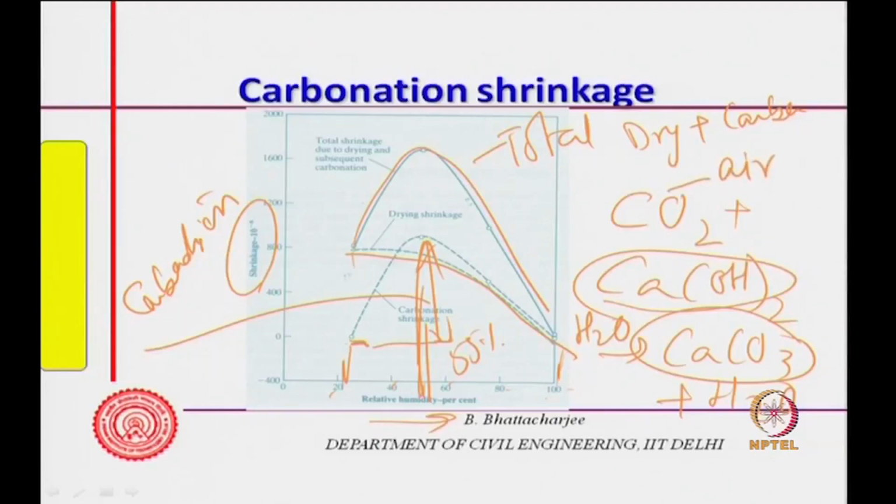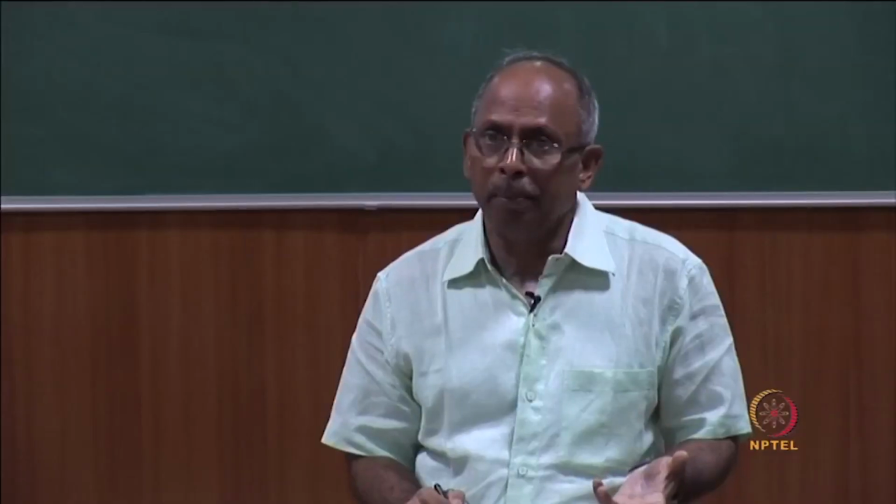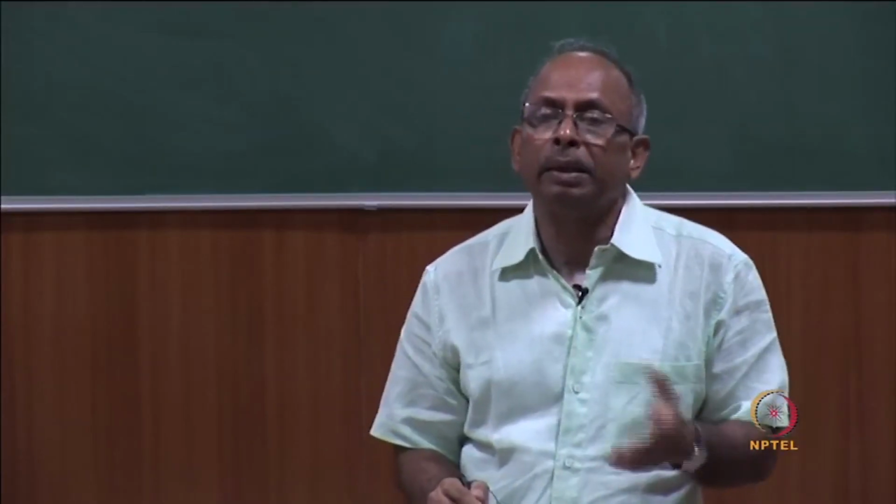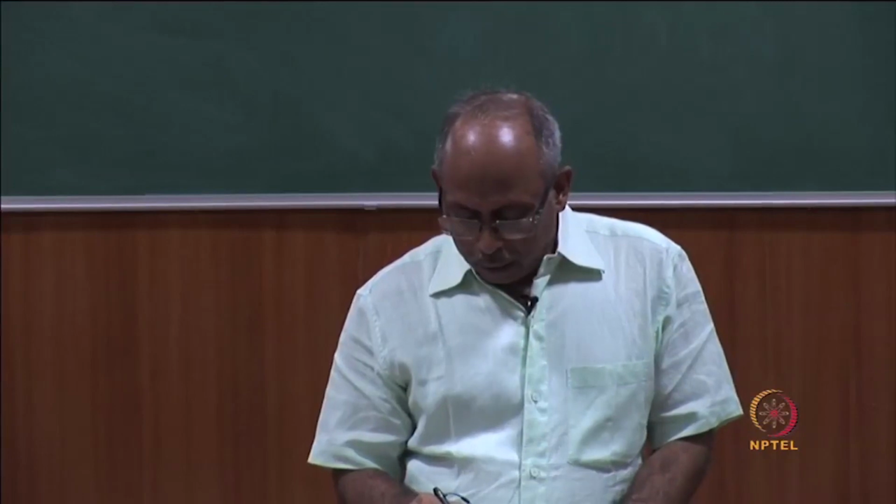So, if it is fully saturated, less carbon dioxide will be available in the air, and if it is fully dry, again relative humidity is low, and there is less carbon dioxide. So, this is called carbonation shrinkage. We will discuss this later. This is of course not very important, while the other two are very, very important, and we will look into those, and one has to estimate them, because shrinkage can cause cracking in certain types of structures. So, that is what it is.